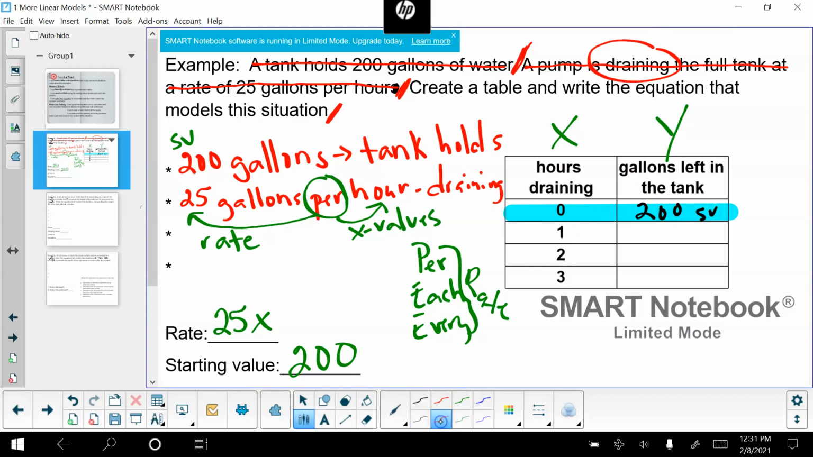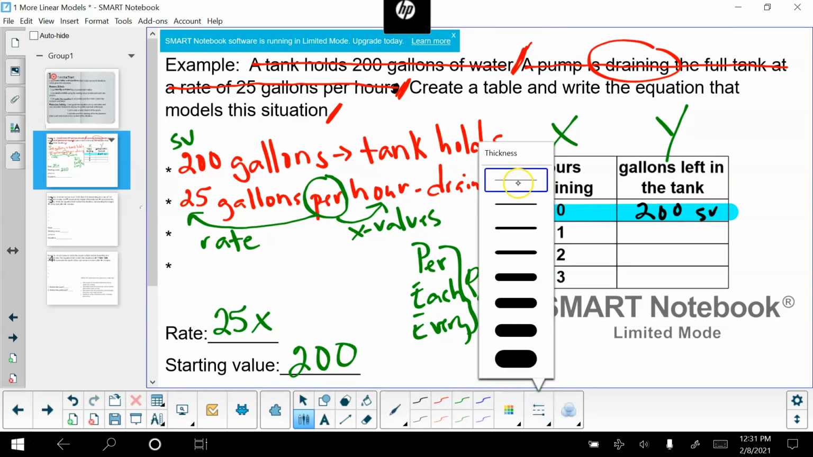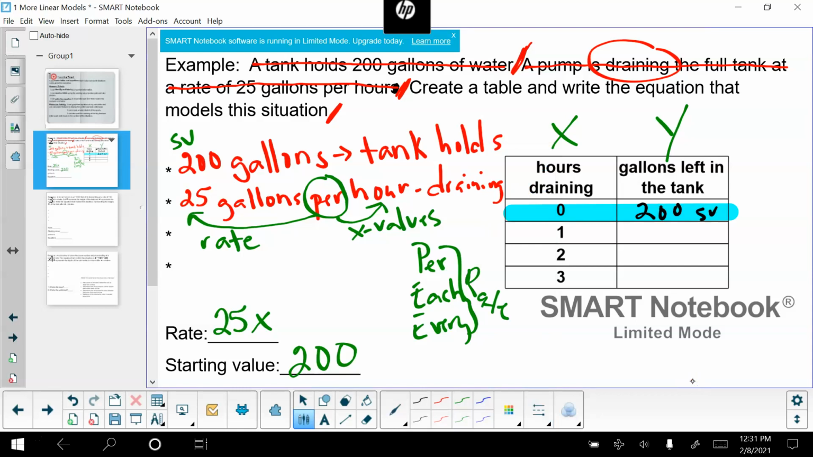And here's where it's important to know about that directional word, that it's draining. To go to the next one, like how much water is going to be left, I have to realize that the water is decreasing. It's going down. So I'm not adding 25. I'm really subtracting 25. So I'm going to put a minus 25. So really over here on the rate, it'd be good to label that as the minus or negative 25.